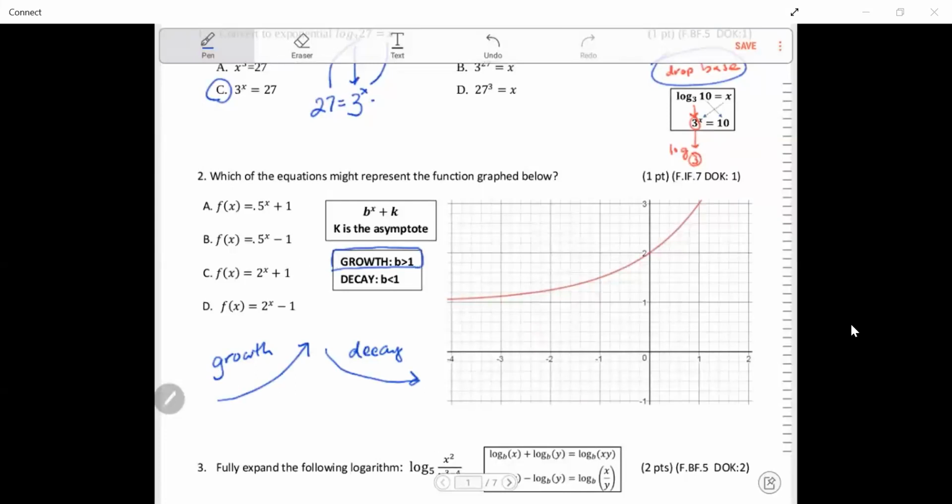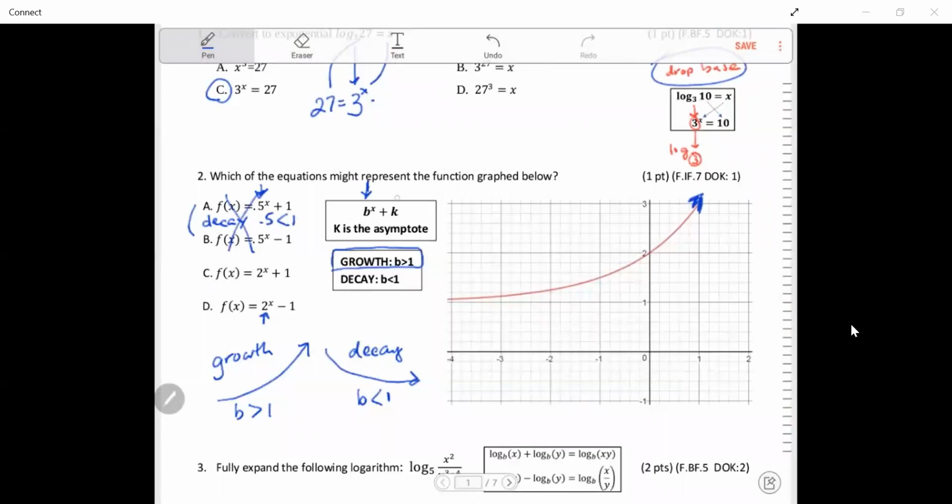And you can tell the difference: a growth happens when this number, when b is greater than 1. Whatever number is right there, for instance, there is a 0.5 and there is a 2. Those are where the b is, all right? It's a decay when the number is less than 1. And if the number is 1, then it's a flat line, not a curve, so we don't worry about that. We will notice that A and B both of these are decay, because 0.5 is less than 1. And over here, we have a growth equation, right? This is going up from left to right, so it is a growth equation. So neither one of those can work, all right?